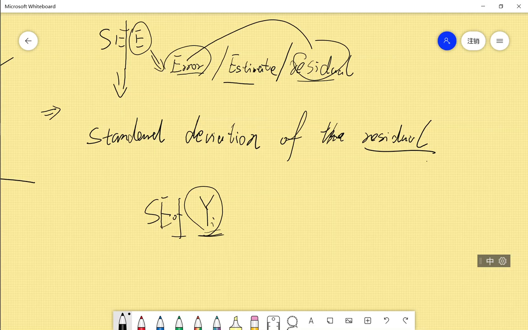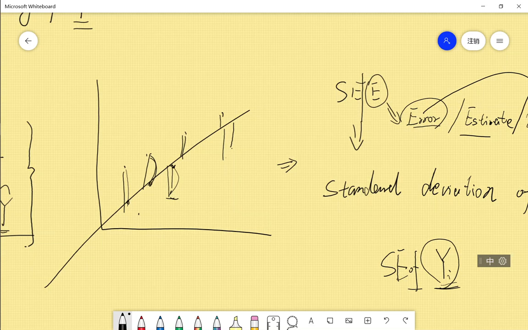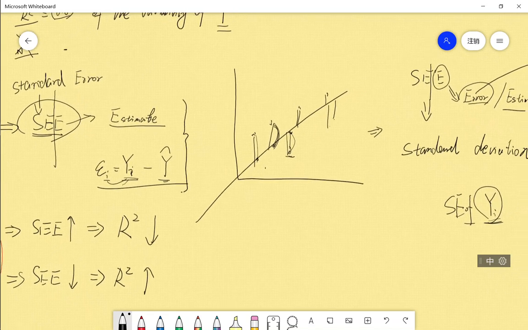So don't get confused. Don't think that SE is the standard deviation of the value estimated from the regression. It's not the standard deviation of these values, and certainly it's not the observed value, but rather it's just the difference between the observed value and the estimated value. We do have this kind of problem in the curriculum, in the practice problems. So do be careful about that.